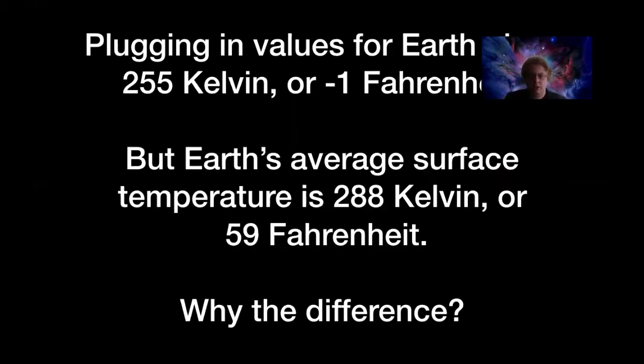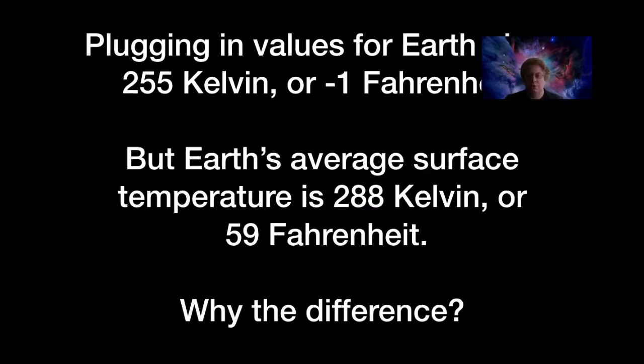So if we go back to that equation and we plug in values for the Earth, we get approximately 255 Kelvin for what the temperature of the Earth should be, or about -1 degrees Fahrenheit. So that's pretty cold. Like, it's not too far off. You know, over the winter in Wisconsin, we definitely get to that temperature, but that's not the average temperature of all year round over the entire surface of the Earth.